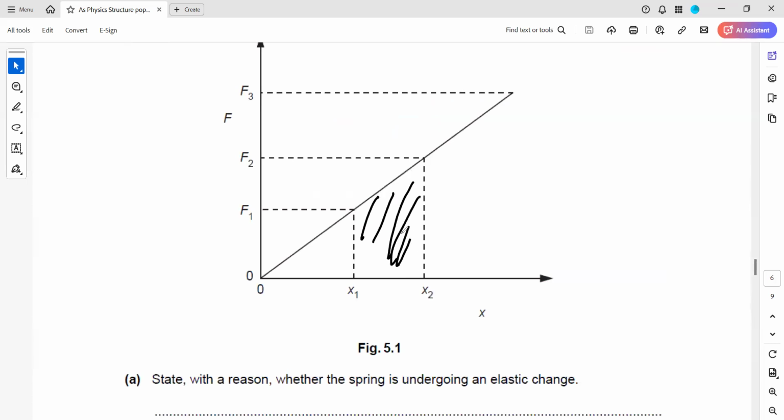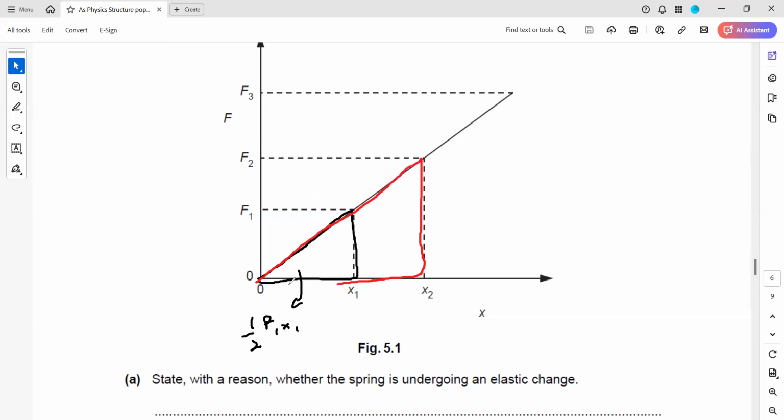Area of this part will give us how much work is done on the spring to stretch from x1 to x2. So what we can do, if I take the area of this triangle first, which will be half force into extension, then I will take the area of the second triangle, which is also half force 2 into extension 2.